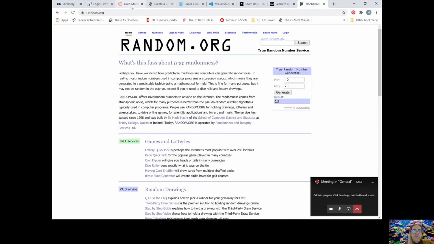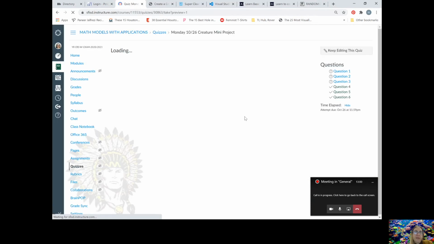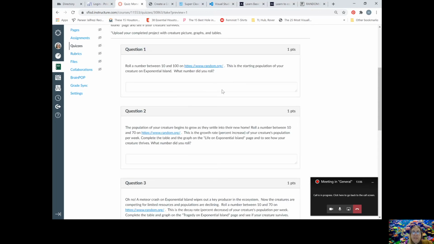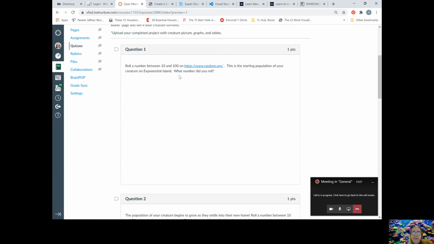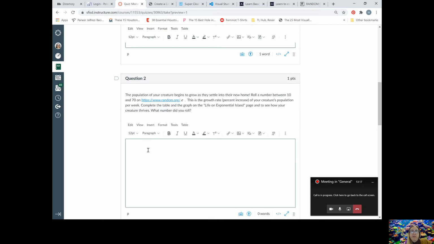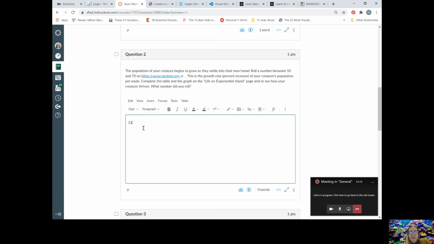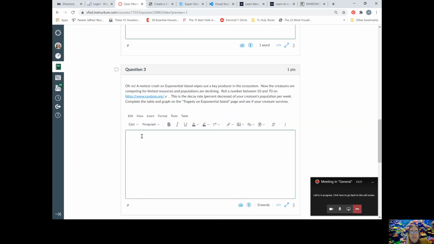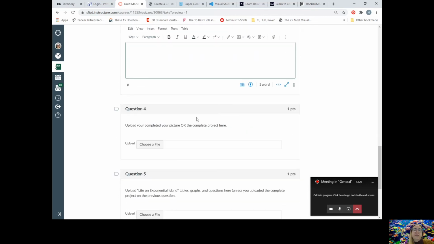Coming over here to Canvas. Okay. This is under a Monday module. It's the 1026 Create a Creature mini project assignment. And you'll notice you'll have a place to record the numbers you rolled right here. So when I rolled a number between 1 and 100, my initial population was 44. Then my percent increase was 23, and my percent decrease, my rate of decay, and the second part was 13. So I'll fill those in.